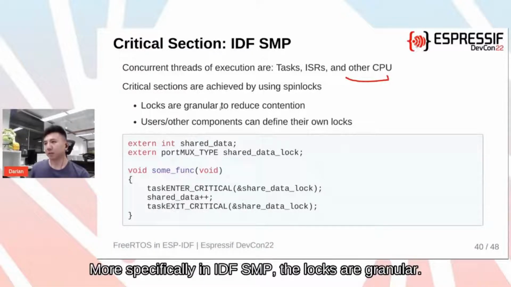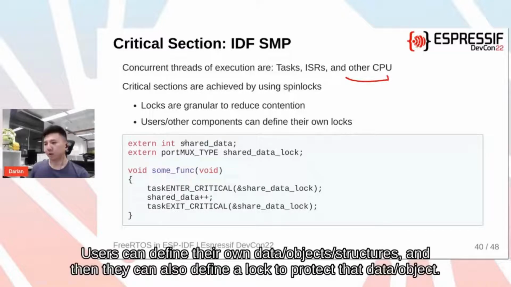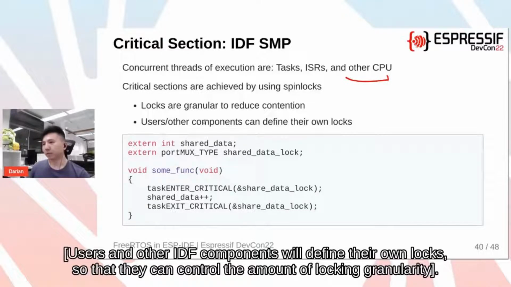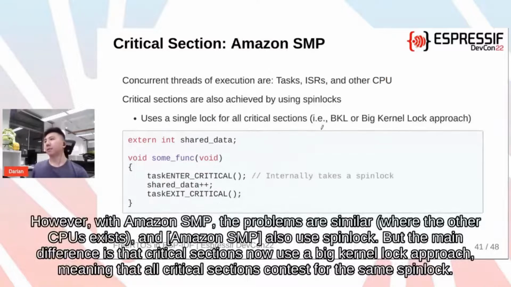In IDF, more specifically in IDF SMP, the locks are granular. So users can define their own data or their own object or structure, and then they can also define a lock to protect that data or object. Users can define their own locks, or other IDF components will define their own locks, and they can control the amount of granularity. However, with Amazon SMP, the problems are similar, where the other CPU exists, and they also use spin locks, but the main difference is that critical sections now use a big kernel lock approach, meaning that all critical sections contest for the same lock.